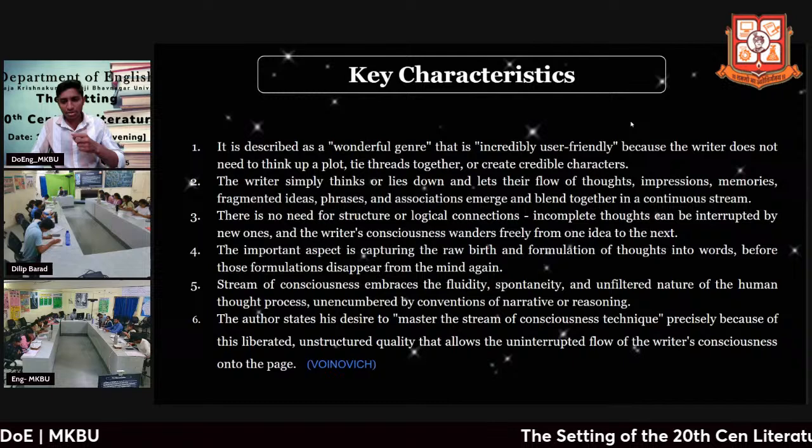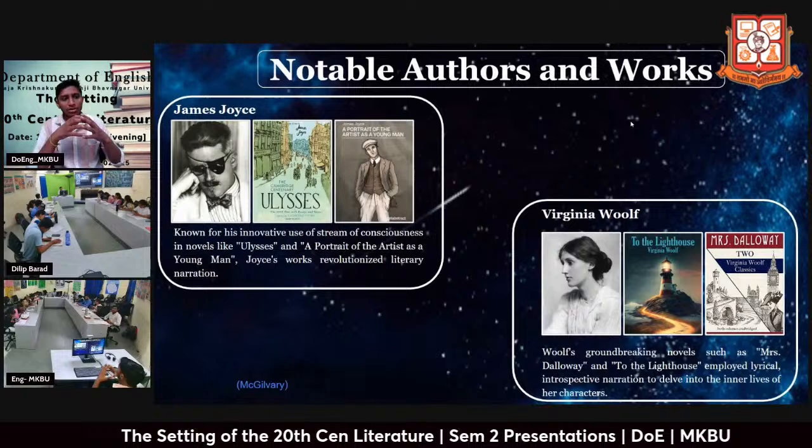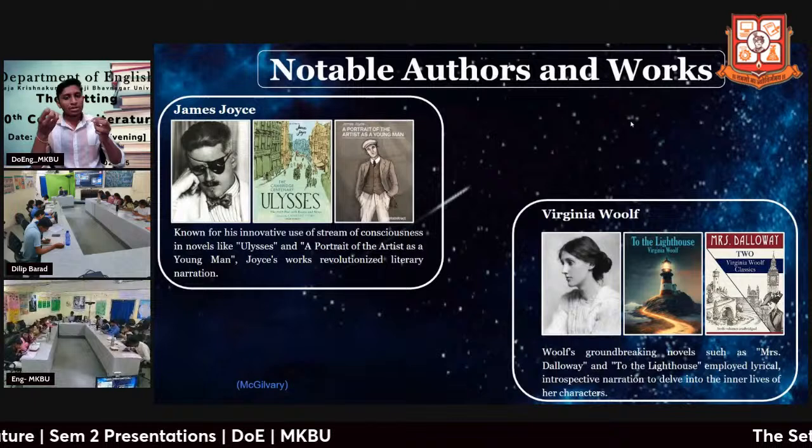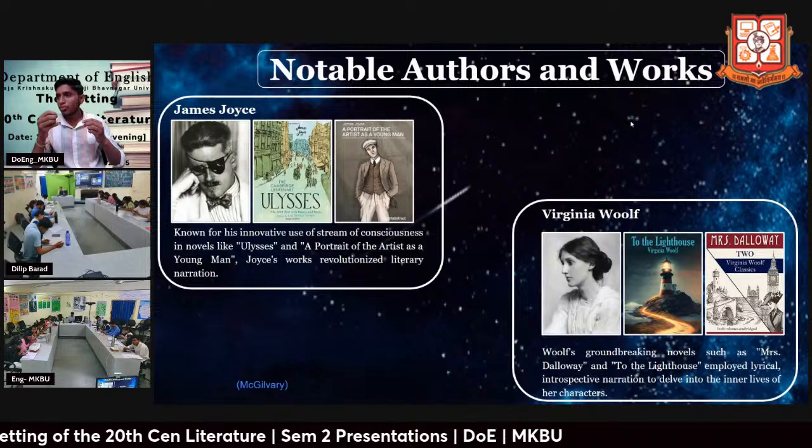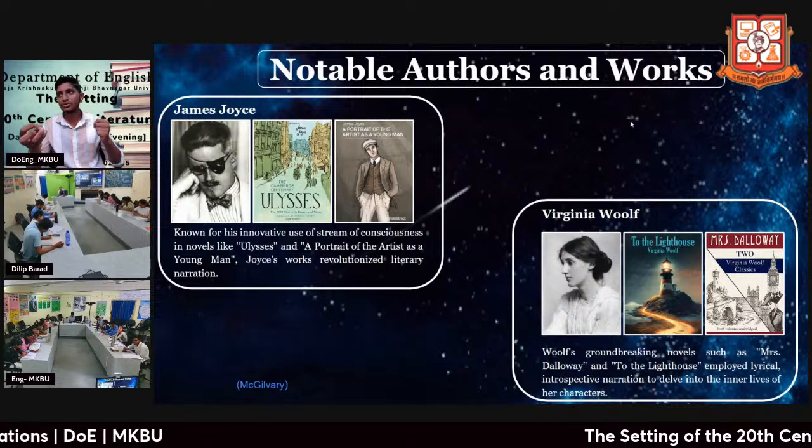Notable authors and works: James Joyce, known for his innovative use of stream of consciousness in novels like Ulysses and A Portrait of the Artist as a Young Man. Joyce's work revolutionized literary narration. In Ulysses, we find its protagonist, Bloom, delivers a dialogue of 403,091 words. A single dialogue of that much length.